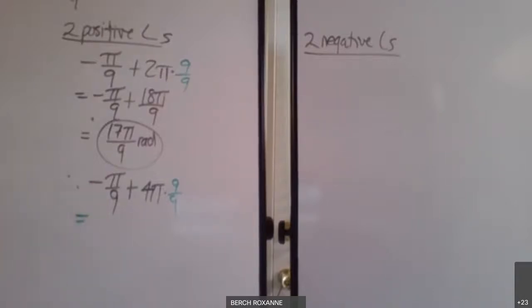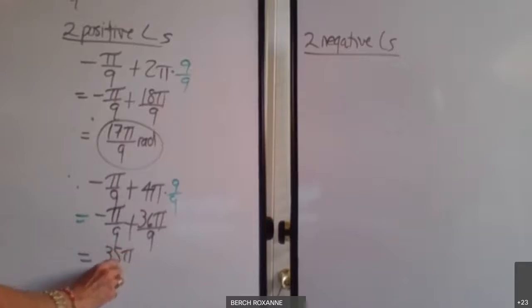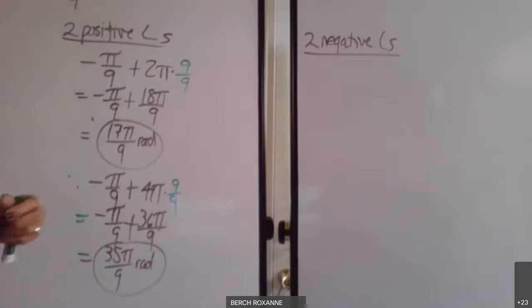So this is going to be negative pi over 9 plus 36 pi over 9 would be what? 35 pi over 9. And by the way, if you can simplify, you do want to simplify.